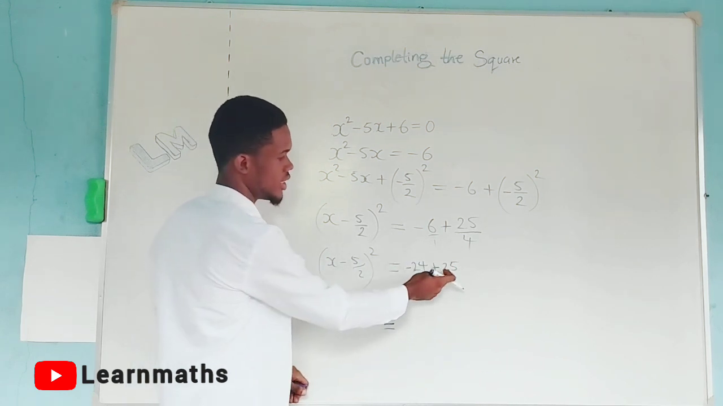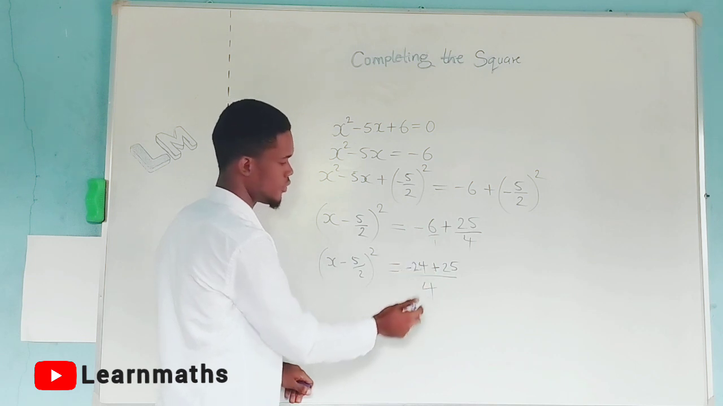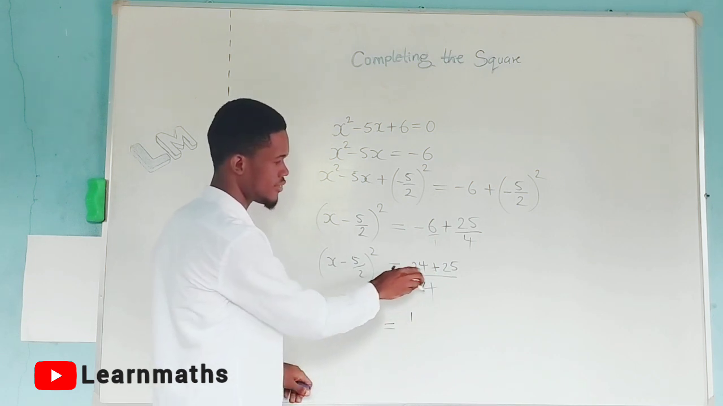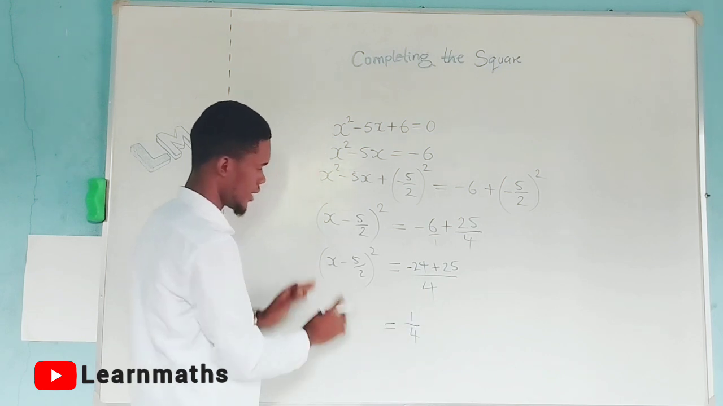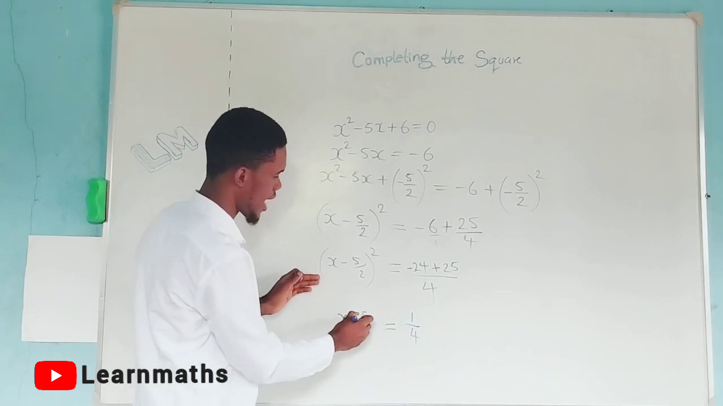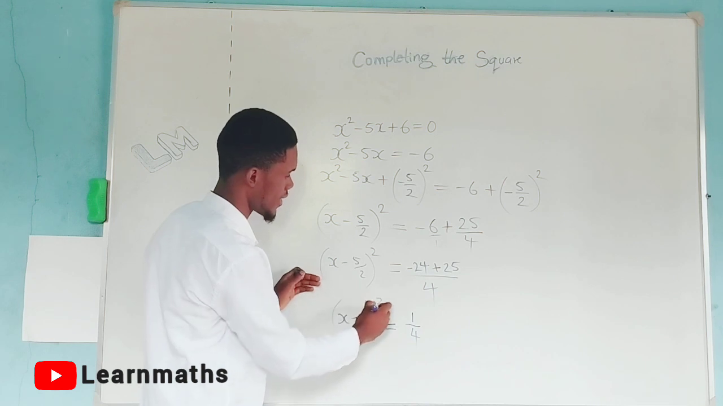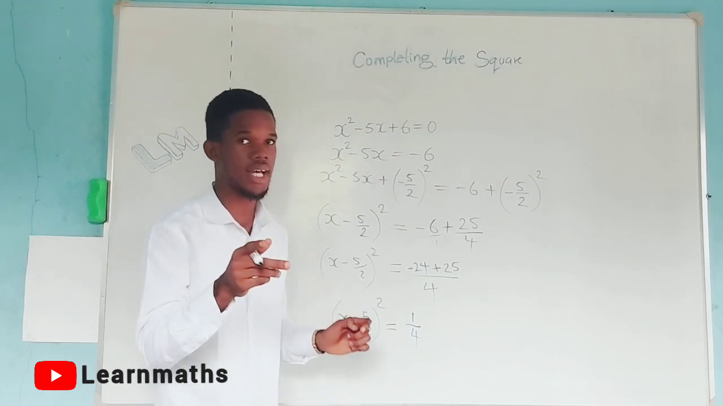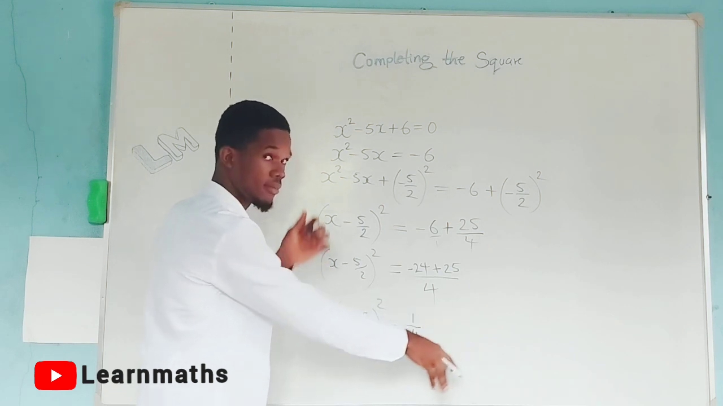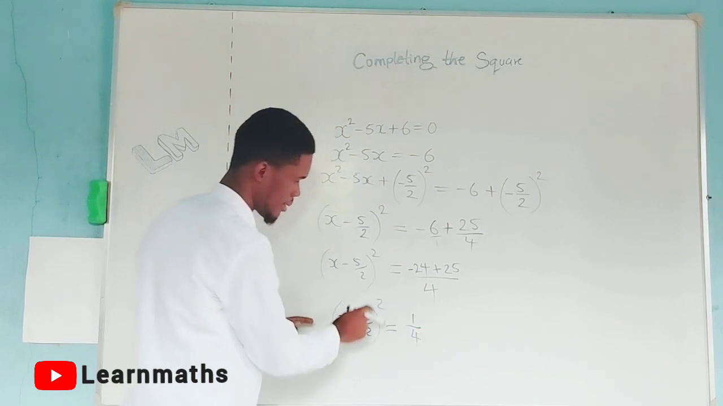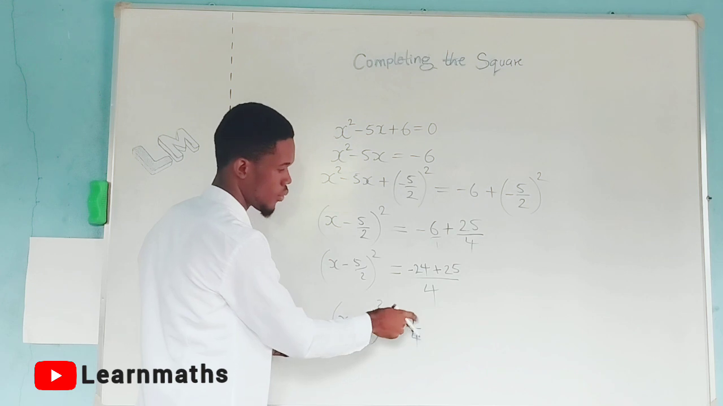That's like saying 25 minus 24, which is 1, right? Negative 24 plus 25, 1 over 4. Now here we still have x minus 5 over 2 squared, right? Now what I'm going to do is this. I'll use the square over here to take the square root of the 1 over 4.